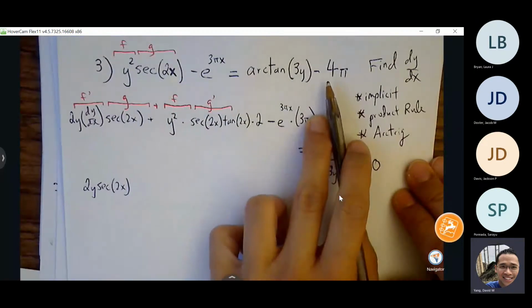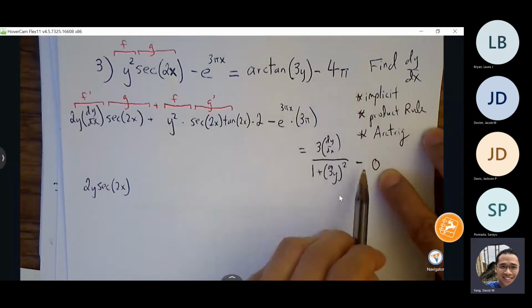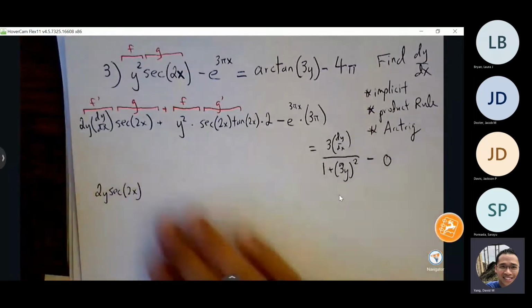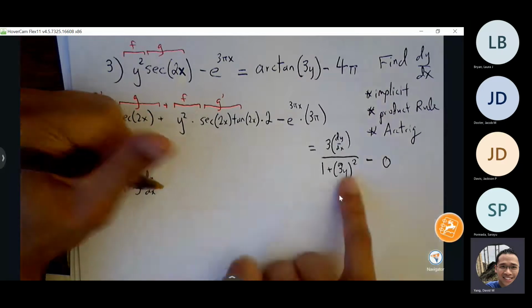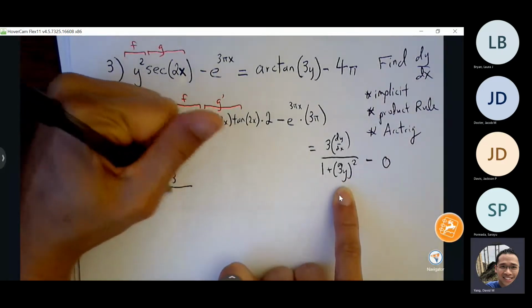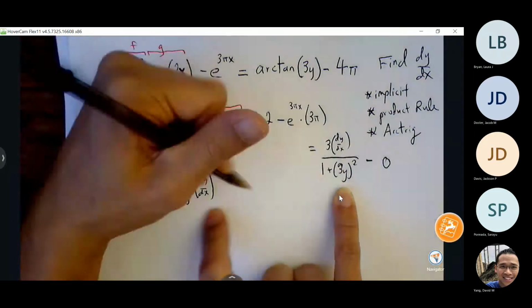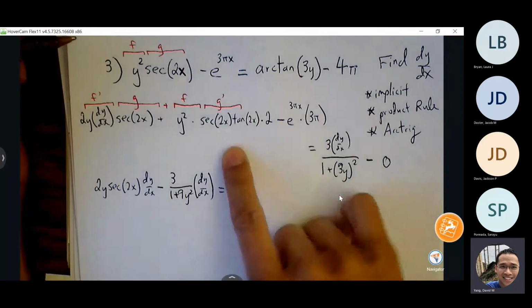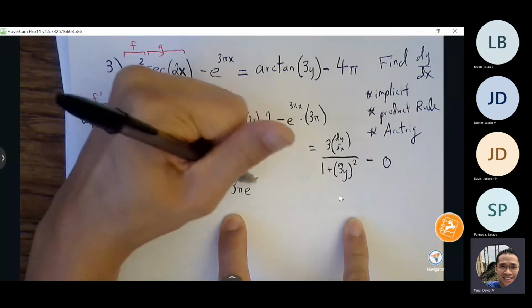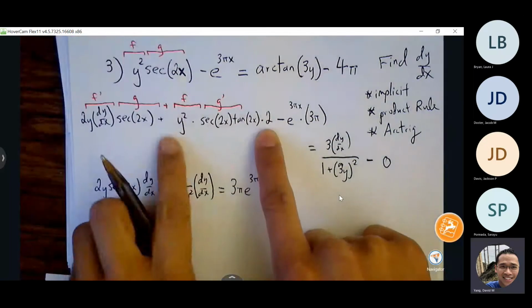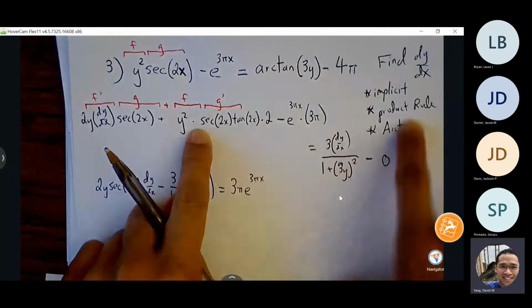Because what's 4 pi's derivative? Just 0, right? So I could have just left that out. I just want to make sure that we understood that we did take its derivative and we made it go away. Merge, I like to put the coefficients in front, so 2y squared, this will go to the other side.